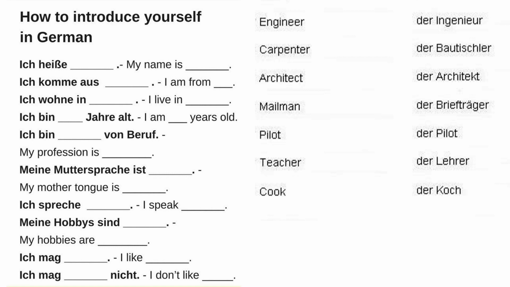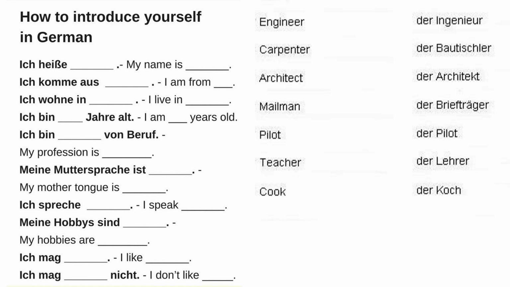Ich bin Lehrer von Beruf. My profession is teacher. Oh, I'm sorry. Actually, I have to say that. Unterrichten means teaching. So, ich bin Unterrichten von Beruf. I said that teacher, Lehrer is teacher. So, ich bin Lehrer, I am teacher. Or, ich bin Unterrichten von Beruf.